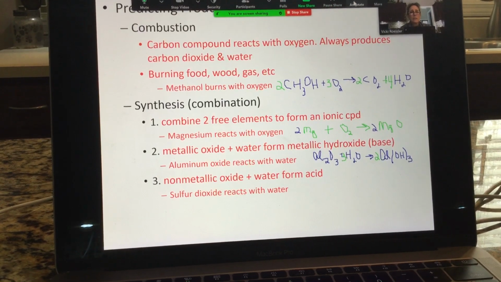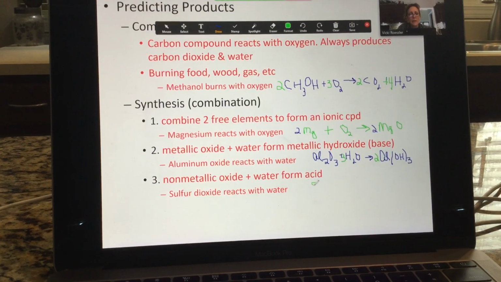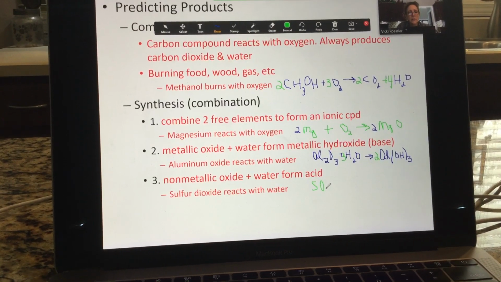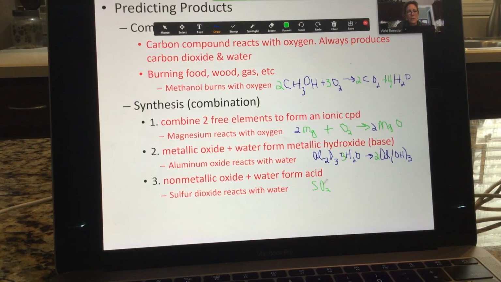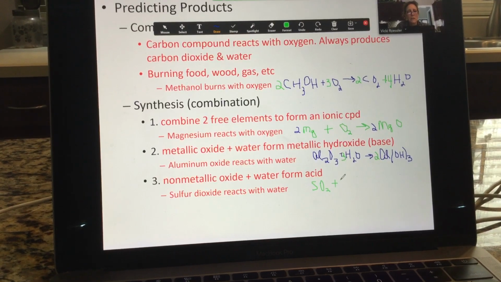Okay, so what that's going to look like is sulfur dioxide is SO2. Again, there's no crisscrossing. This is a molecular compound, just combining, in this case, 1 sulfur, 2 oxygens, and then our water.